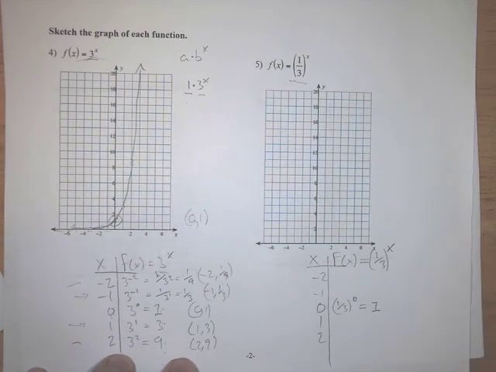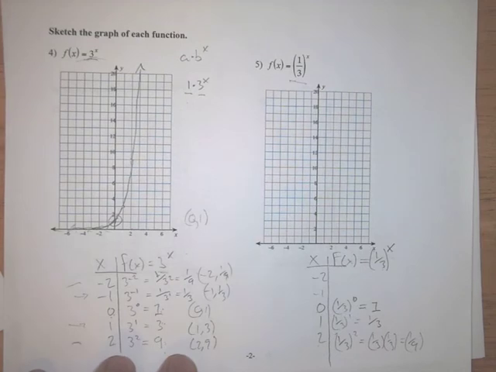All right, if x is 1, I'm going to have 1/3 to the 1 power, which is just 1/3. If x is 2, I'm going to have 1/3 to the 2, which is the same thing as 1/3 times 1/3, which is 1 over 9.